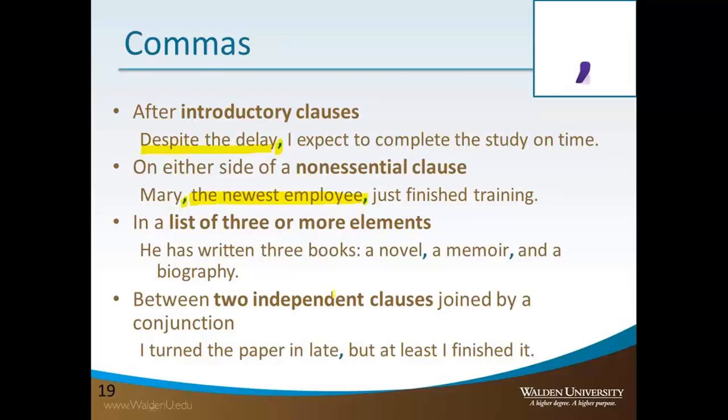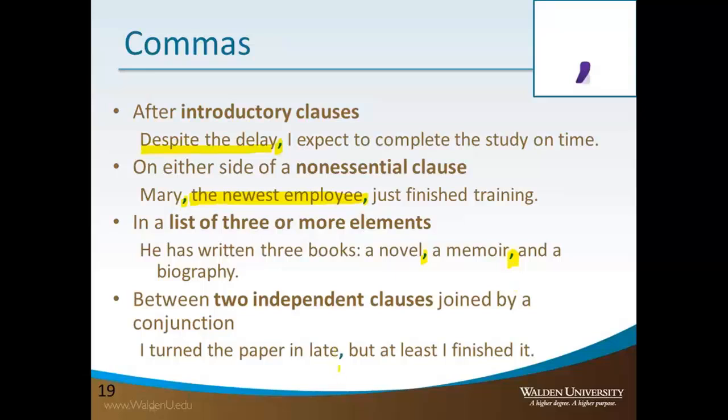You want to use commas in a list of three or more. So for example, "He has written three books: a novel, a memoir, and a biography." Now this comma right here, this comma before the word "and," is called an Oxford comma, and not all types of writing require you to use an Oxford comma, but APA does require it. So you just want to make sure that you include a comma before the final item in your list.